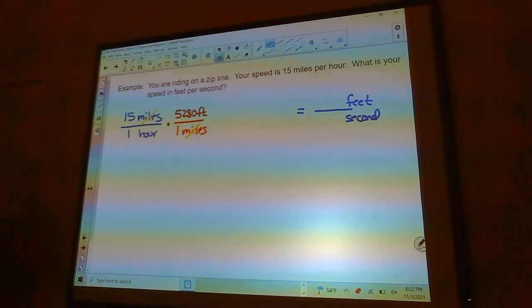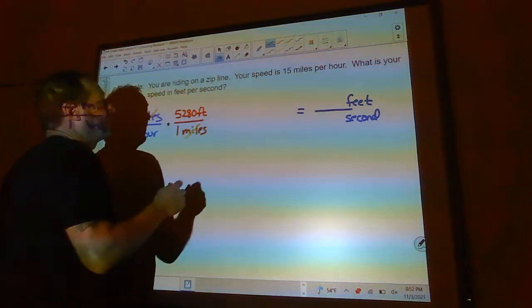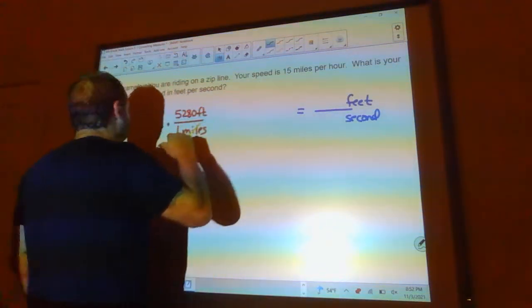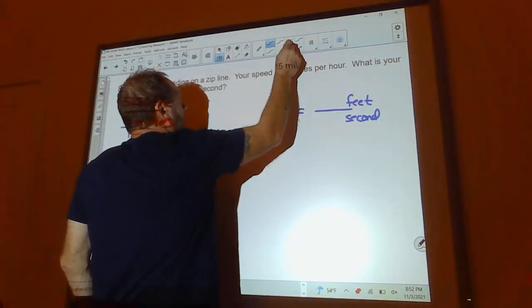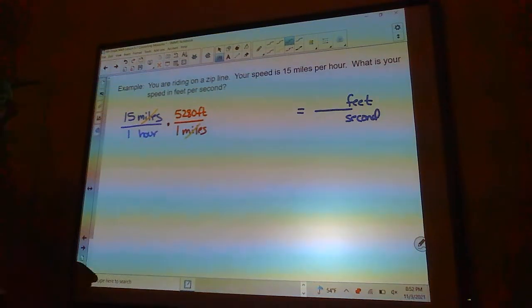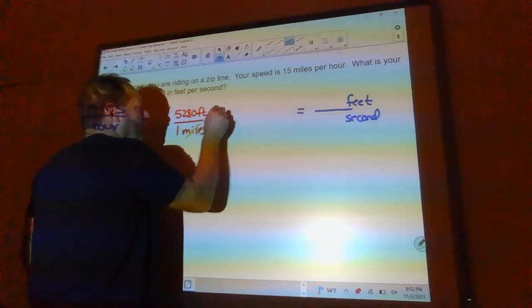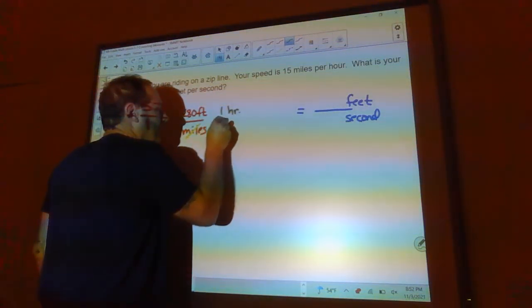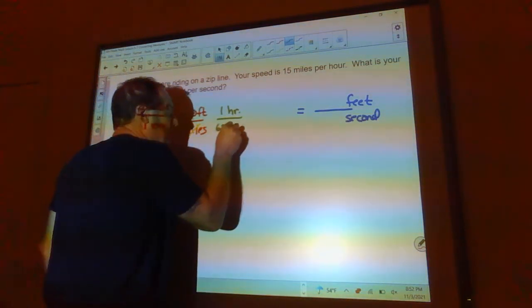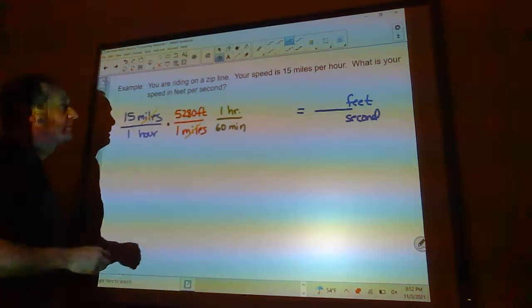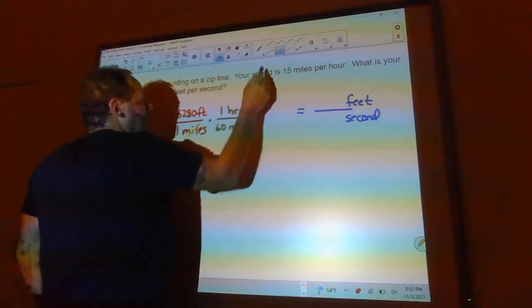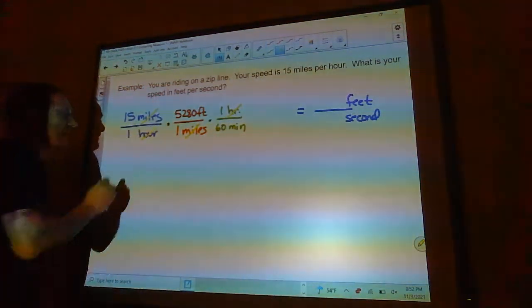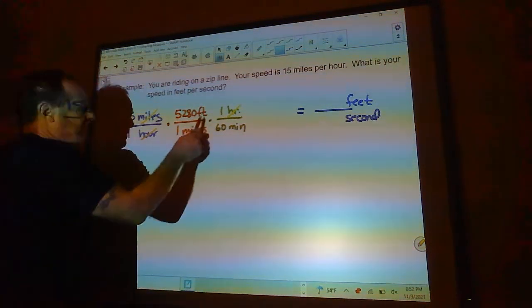Now I don't want feet per hour, I want feet per second. Okay, so I've got to convert hours to seconds. So before I do hours to seconds, I'm going to convert 1 hour is 60 minutes. Okay, and I'm going to multiply that. Now, what's going to happen? Well, my hours are going to cancel out, and now I'm in feet per minute.